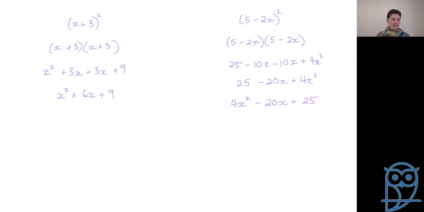So are you happy? Can we move on to what happens when you have three brackets that are being multiplied? You guys are quick on the keys. Okay, it looks like we are happy.